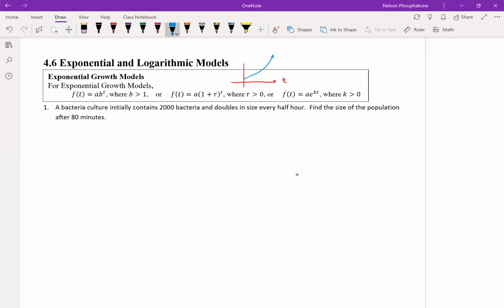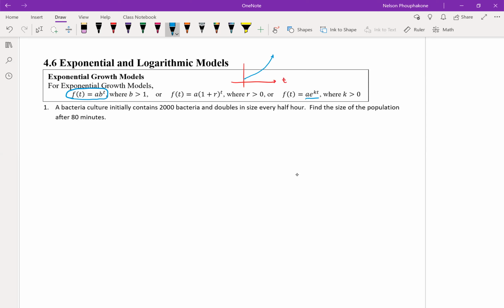The model that we're using is f of t equal to a times b to the t, or f of t equal to a times (1 plus r) raised to the power of t, where r is bigger than 0, or we could even use a continuous growth model, a times e to the kt. However, throughout the whole section, I will use the first one, f of t equal to a times b to the t, to finish the problem.